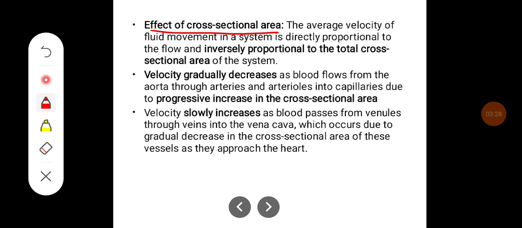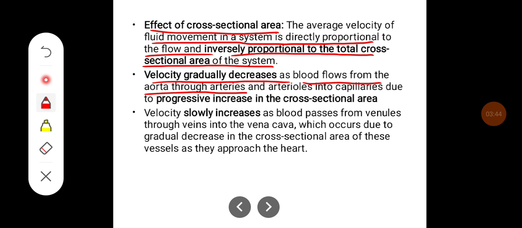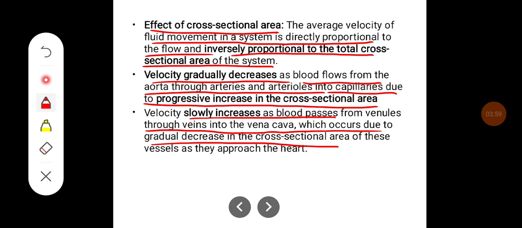Effect of cross-sectional area. The average velocity of the fluid movement in a system is directly proportional to the flow and inversely proportional to the total cross-sectional area of the system. Velocity gradually decreases as the blood flows from the aorta through arteries and arterioles into capillaries due to progressive increase in the cross-sectional area. Velocity slowly increases as blood passes from venules through veins into vena cava, which occurs due to the gradual decrease in the cross-sectional area of these vessels as they approach the heart.